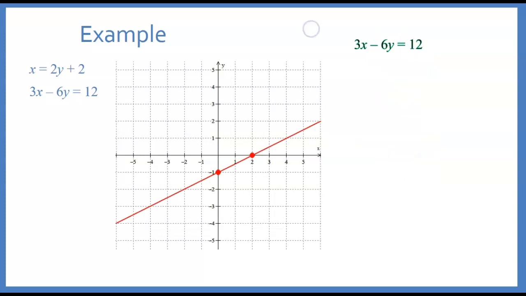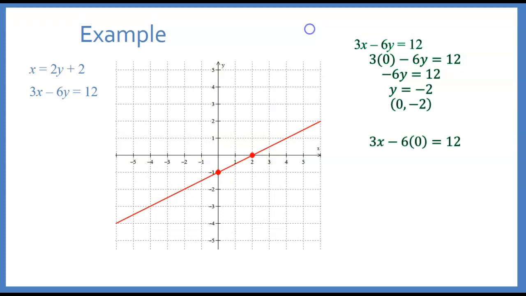For the second equation, 3x minus 6y equals 12, I could put 0 in for x, and I get y equals negative 2. I could put 0 in for y, and I get x equals 4. So we've got a line that goes through the points 0, negative 2, and 4, 0. And now that we have these 2 lines, where do they cross? What's the point that they have in common?